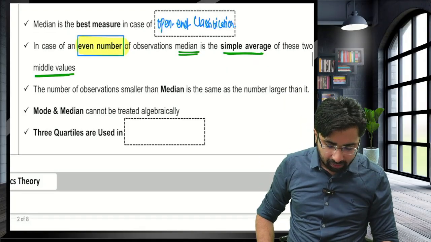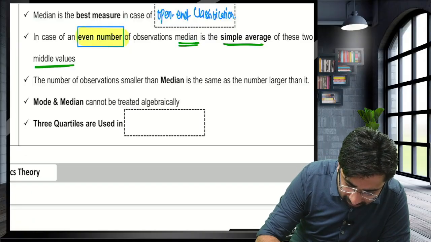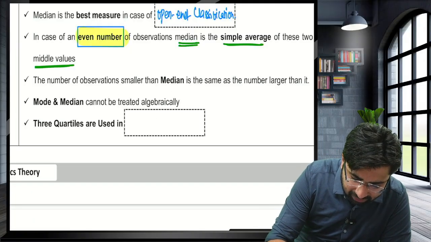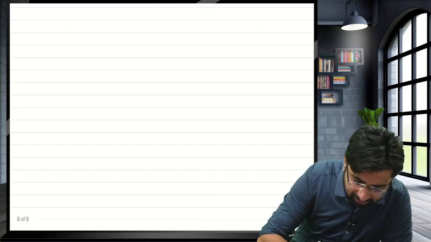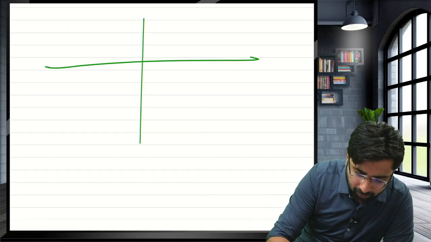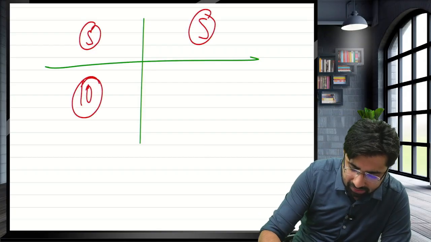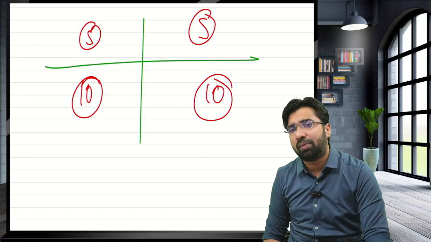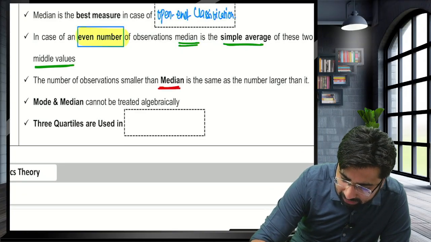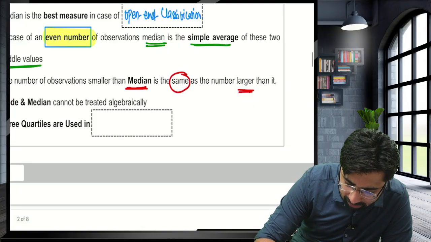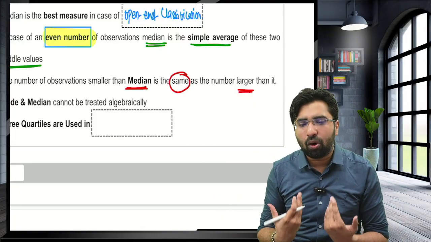Done. Now, you can say mathematics cannot be treated algebraically. Wait. Yes, median. What is a median? Median is the middlemost value. So if the number of observations on one side is 5, then on the other side also the number of observations will be 5. If on the left the number of observations is 10, the right hand side will also be 10. So that's why we say the number of observations smaller than median and greater than median will be the same. Before median and after median, the number of observations are the same. Common sense based question.